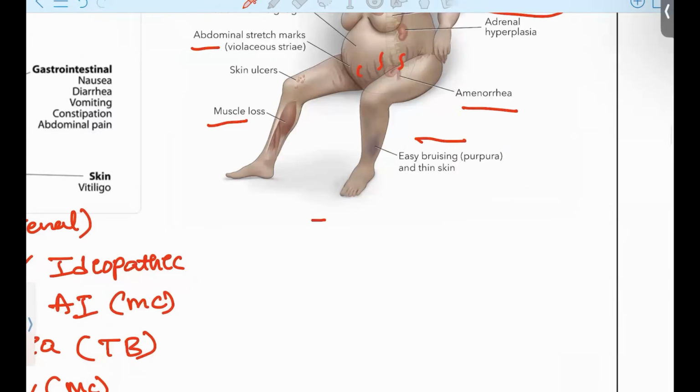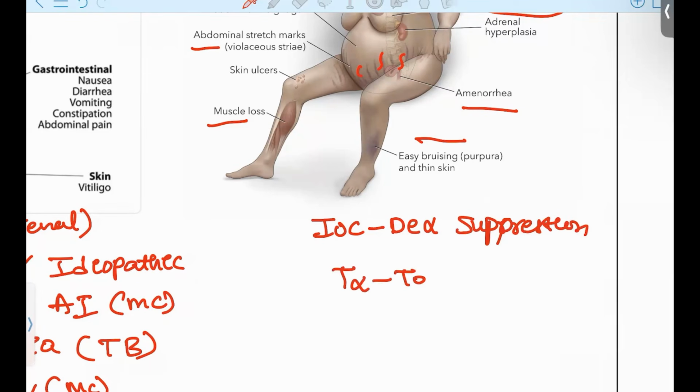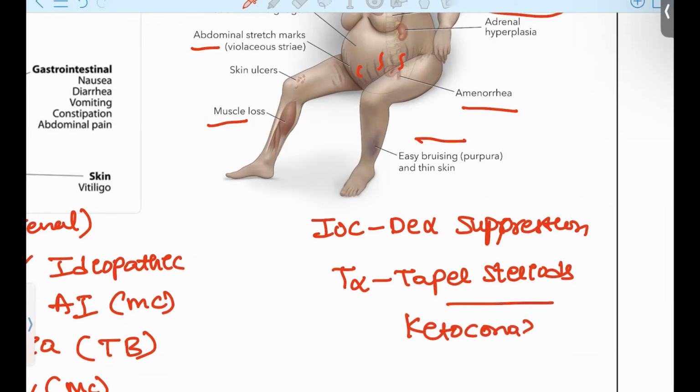For this patient, the investigation is the dexamethasone suppression test. Dexamethasone suppression test, and the treatment is to taper the steroids. Never stop the steroids suddenly. If it's an iatrogenic cause, taper the doses. And along with that, you can also start ketoconazole. For those having a minor role in your steroid pathway, you can add these kinds of drugs also.